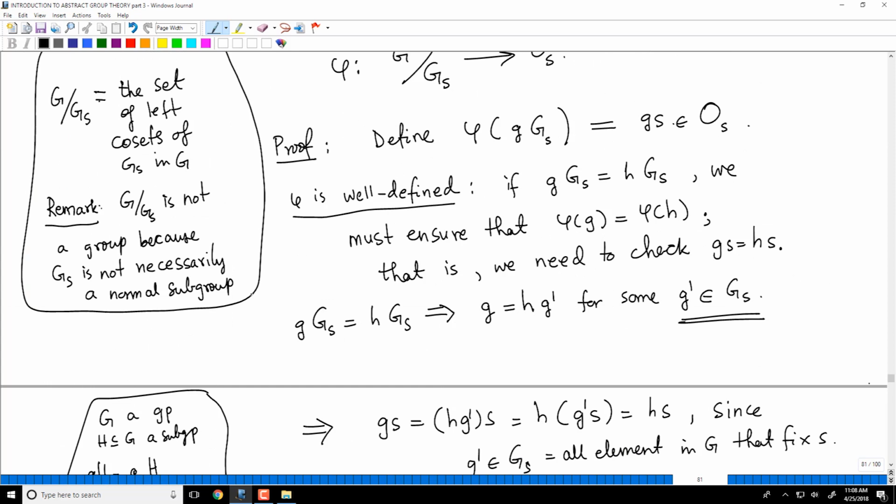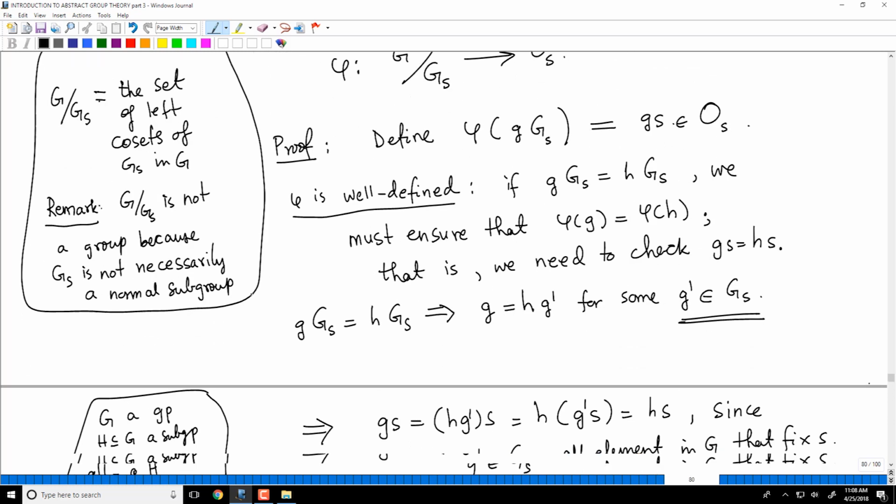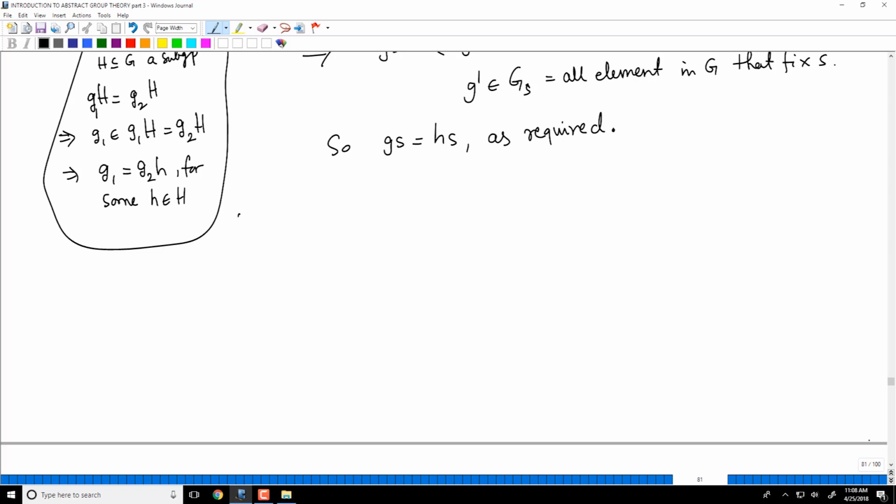Now we are trying to say that phi is a bijection, right? So phi is well defined is all well and good, but we want to check that it is one-one and onto. Why is it one-one? Phi is one-one. Let's check that.